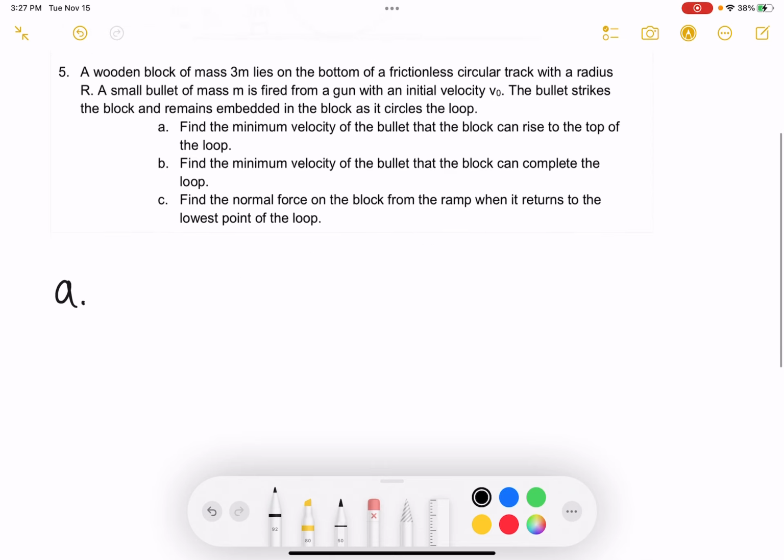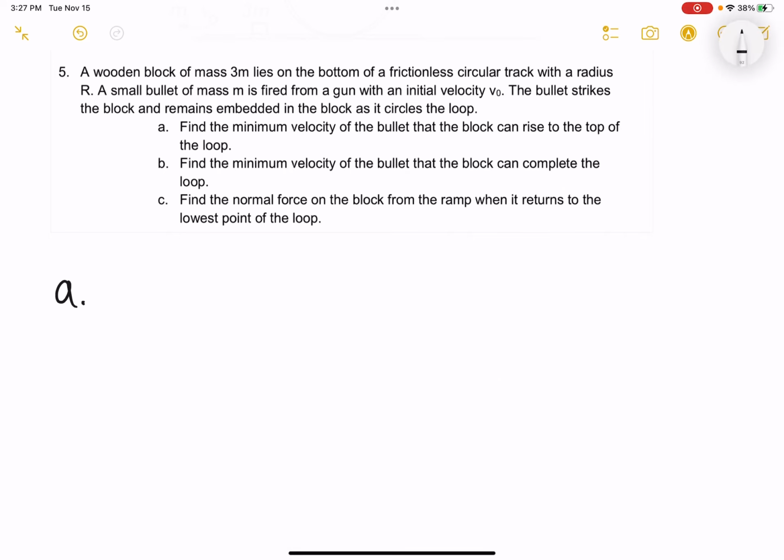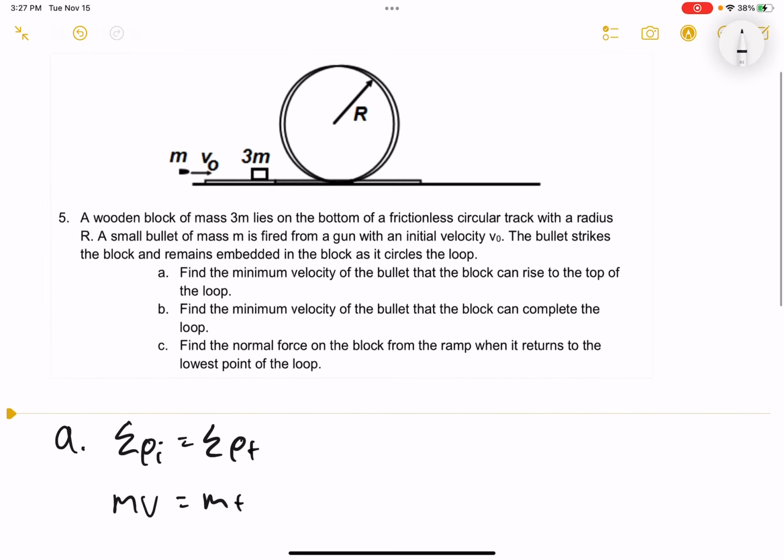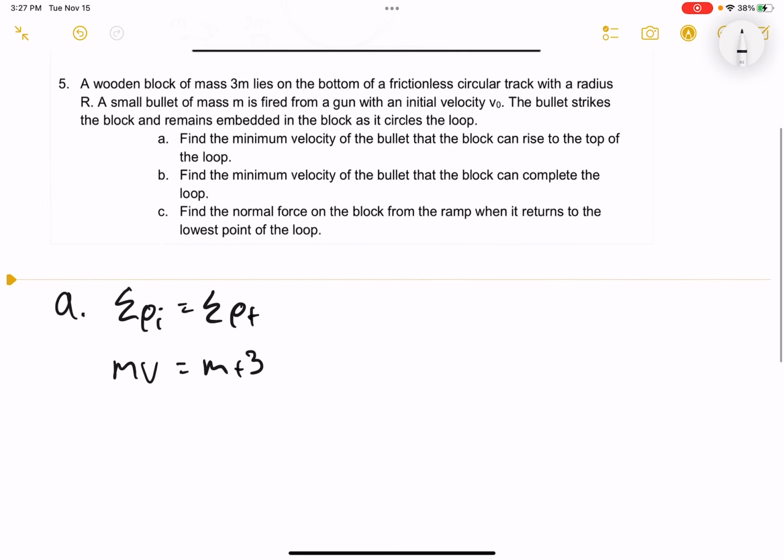So this is a momentum question. I'm really just saying the sum of momentum at the beginning is equal to the sum of the momentum at the end. Now there's only one thing moving at the beginning, so that's mv. And then at the end we have m plus 3m, that's my total because it's inside, so I have one object, vf.